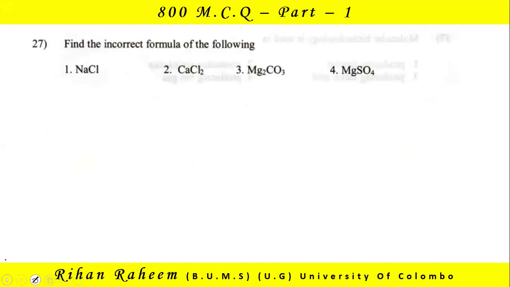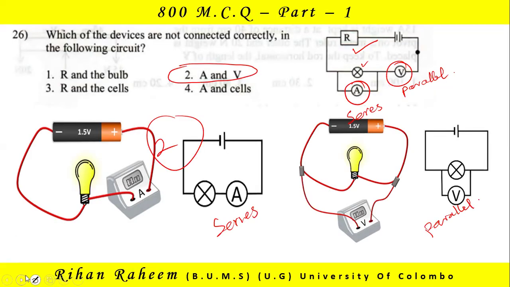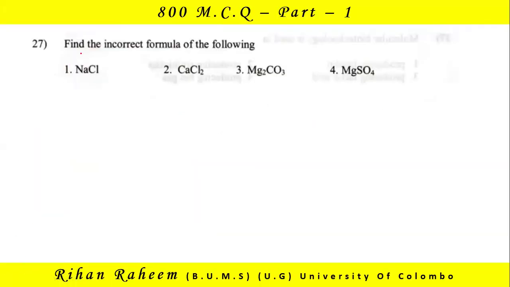Twenty-seven. Did we do 26? Yes, 26 is done. Now 27. Find the incorrect formula of the following. NaCl. How did NaCl come? Na plus is group 1, therefore plus 1. Cl is group 7, minus 1. So NaCl, no problem with that.